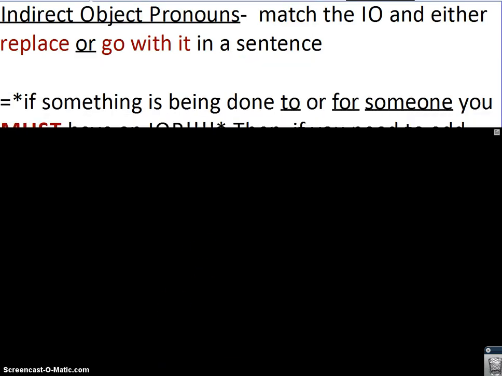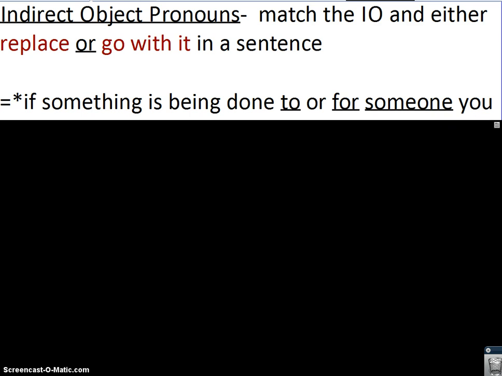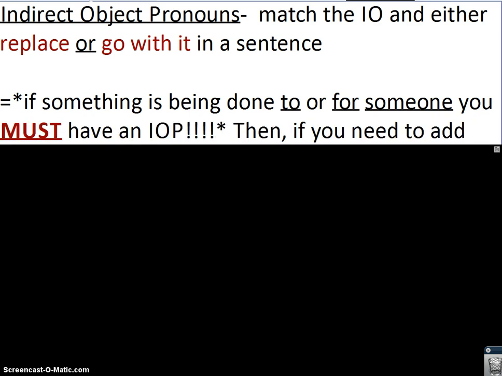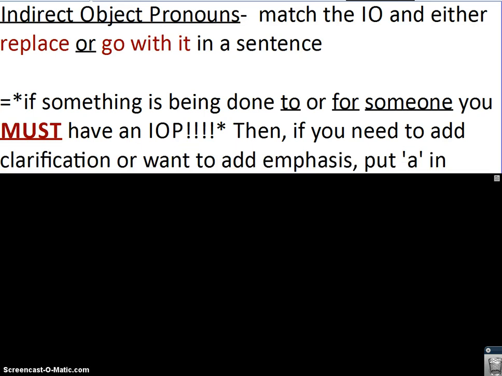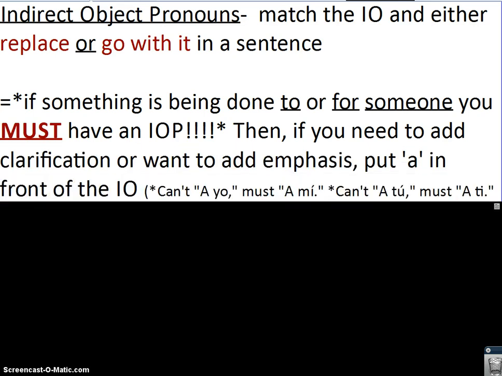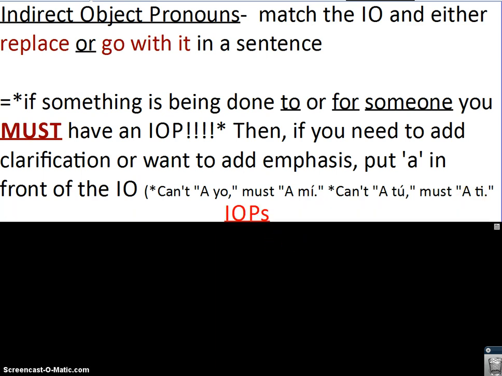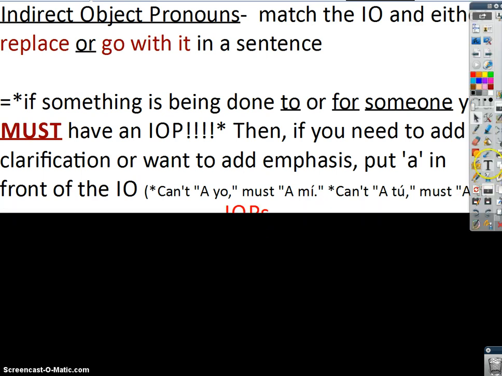Alright, so you need to remember that these are different. If something is being done to or for someone, you must have an IOP. Then if you need to add clarification or want to add emphasis, put a in front of the indirect object. Again, if this is too much information, just write it down. We'll process it together later. And just a reminder, you can't yo. So for example, if I want to say I like something, you guys know you can't say yo me gusta. You have to say a mí me gusta. And you can't tú. You guys know that you say a ti te gusta. These are just reminders. Go ahead and write that information down.